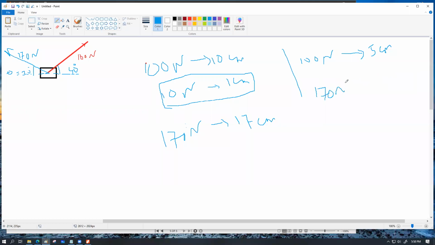170 Newton requires how much length? How much will this be? Someone tell me. 8.5 cm, sir. Exactly. So this has to be 8.5 centimeter. Now drawing a triangle rule or a parallelogram rule using lengths of 5 centimeter and 8.5 centimeter is actually quite doable, and you're going to cover more than half of the width of your paper. So this is my preferable choice.